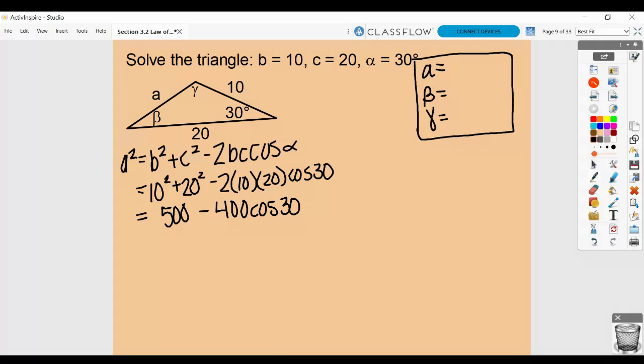Okay, so at this point, you could probably put this into your calculator. So 500 minus 400 cosine of 30, and A squared equals 153.59. You need to take the square root of that to get side A. So the square root of 153.59 is 12.39.